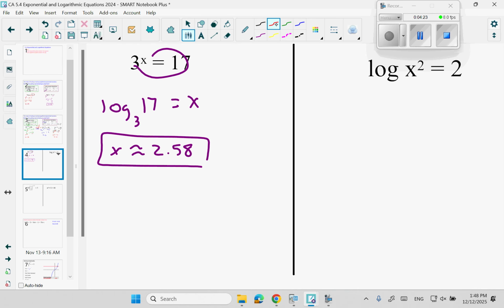Okay. Over here, there's no number written, so remember it's implied to be a 10, so I can spiral it. So we would get 10 squared equals x squared. Well, then x just has to be 10.